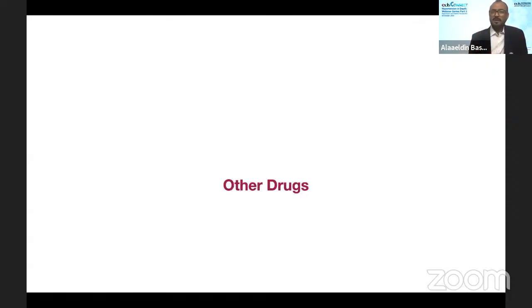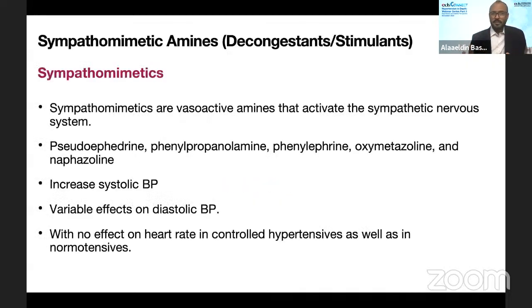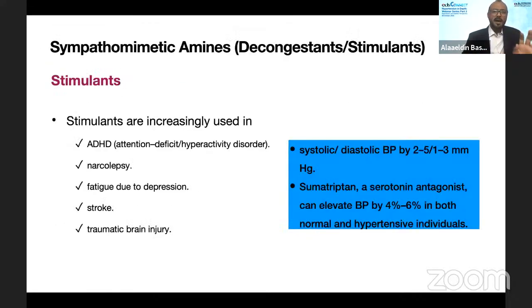What about other drugs? Again, in 10 seconds, I will just comment on a couple of drugs. One of them is the sympathomimetics. And these are commonly used, including pseudoephedrine and phenylephrine. They're known to increase the blood pressure, mostly systolic, but with some variable effect on diastolic blood pressure. What I would like to comment here is that in DHA we actually have the Salama system, where if you look at the HPI of hypertension, it asks you specifically about medications that can raise blood pressure, including the sympathomimetics. The stimulants are also used in many conditions like narcolepsy and attention deficit hyperactivity disorder, and stimulants increase the blood pressure by around 2 to 5%.